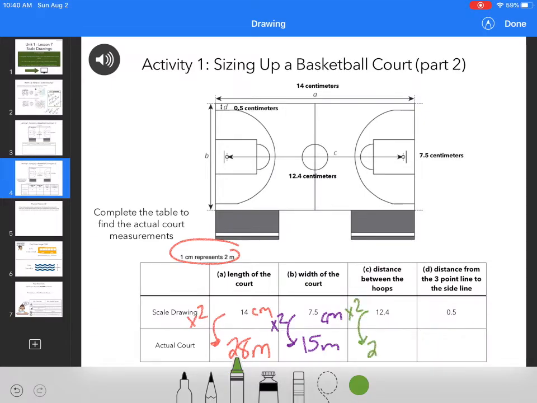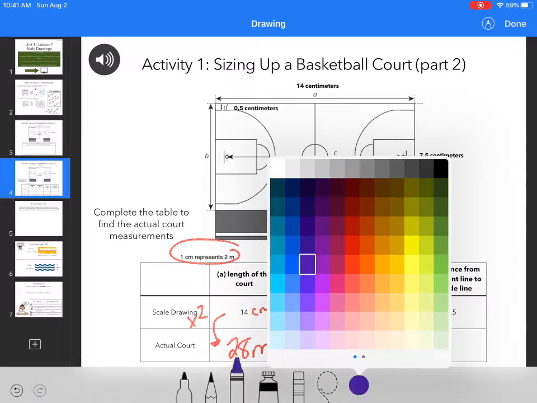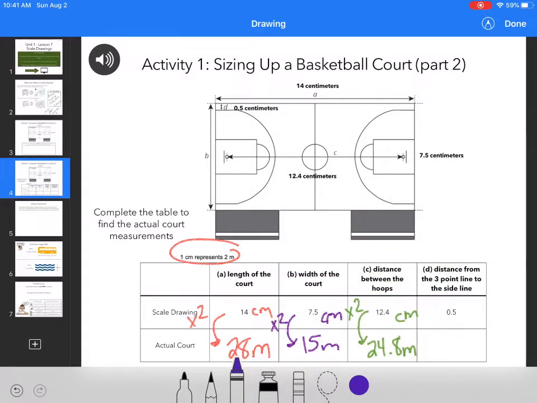So I have 24.8 meters. So right now I'm at centimeters. I'm going to be at meters, and that's the distance between the two hoops. So that would be this distance right here between the two hoops.